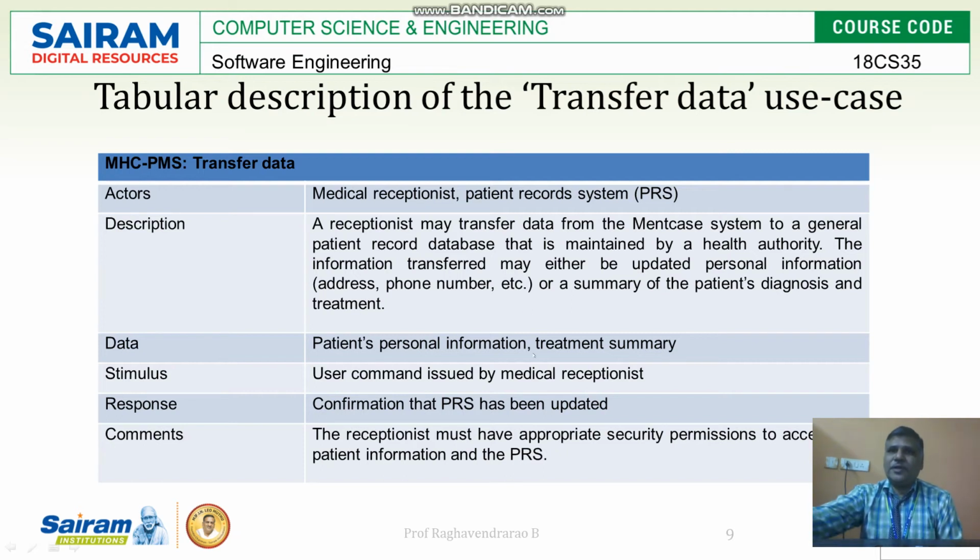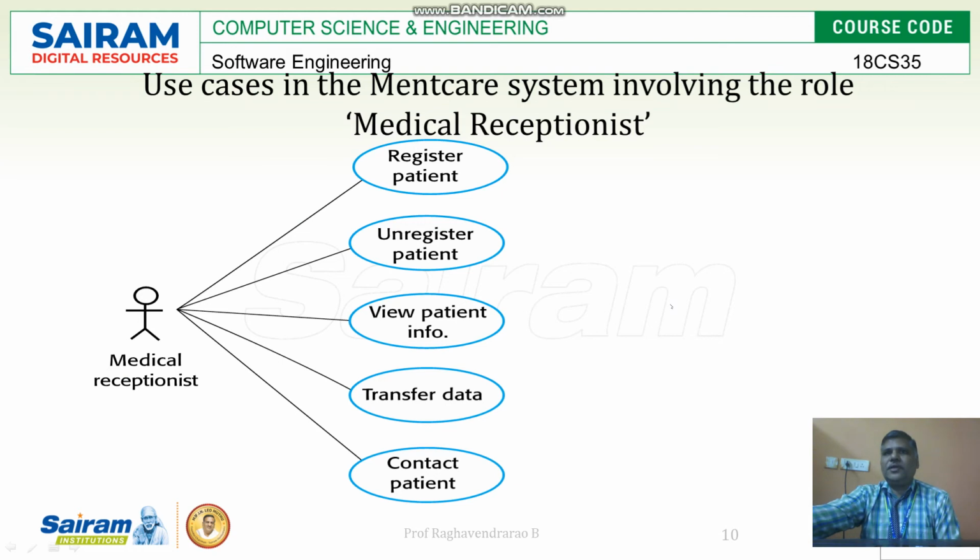The previous one is the use case diagram data. The medical receptionist can communicate with the system. What is the system? There is registered patient, unregistered patient, view patient information, transfer data, then contact patient. So here the medical receptionist is going to communicate, or he is going to have the authority to do all these activities. That's what it is going to say in the use case diagrams.